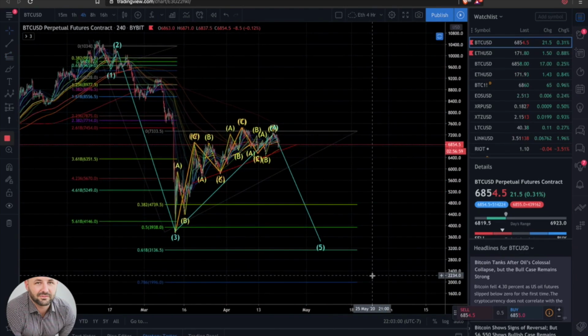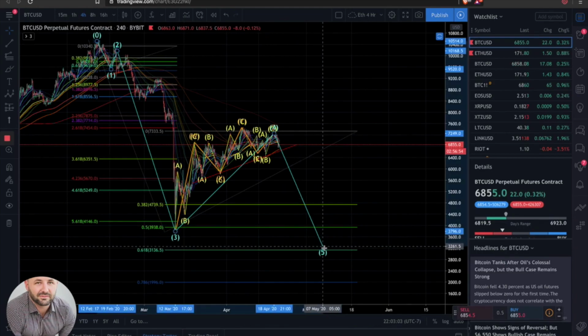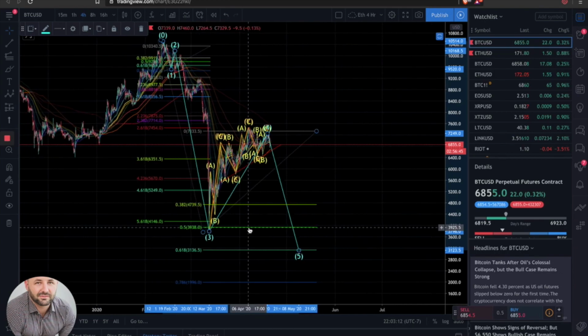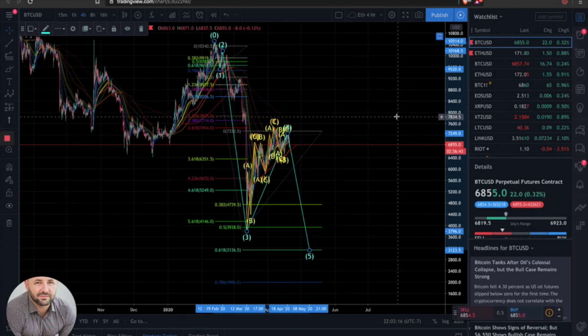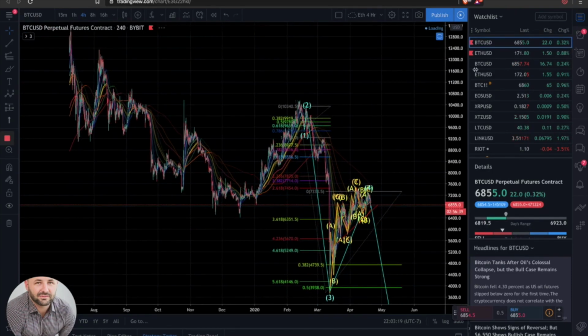Now, generally for a fifth wave target, what we'll see is the 0.5, the 0.6, somewhere in that ballpark. So we could come back down to 3,100. Double bottom right here at 3,900. We also have a couple trend lines I don't have on this particular chart, going from the high.